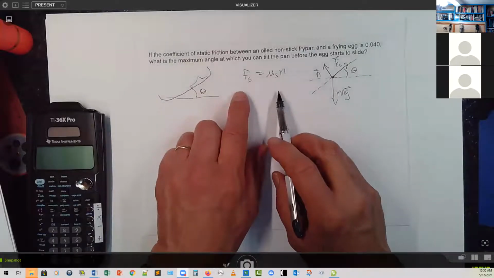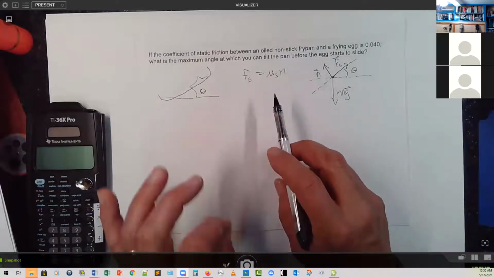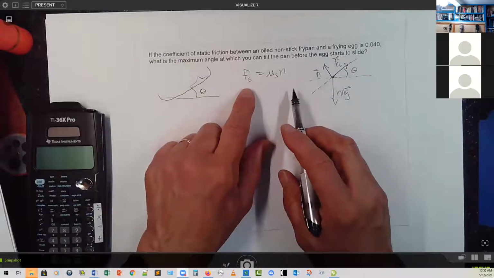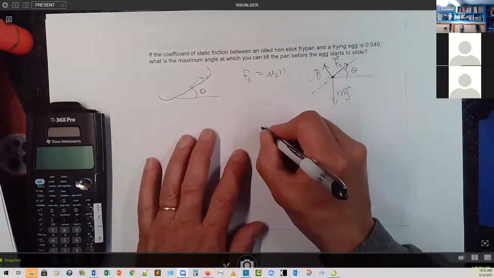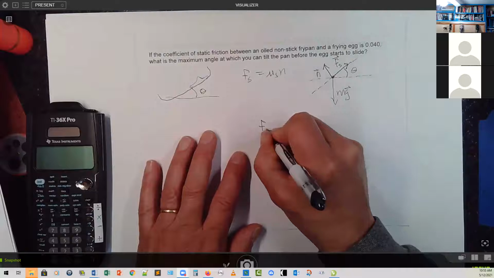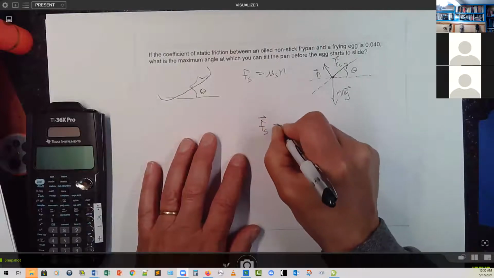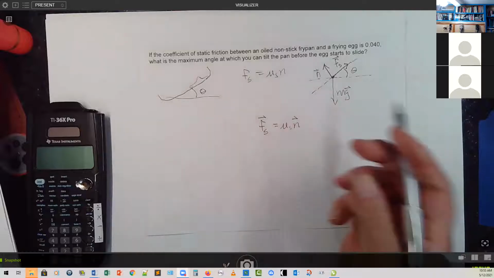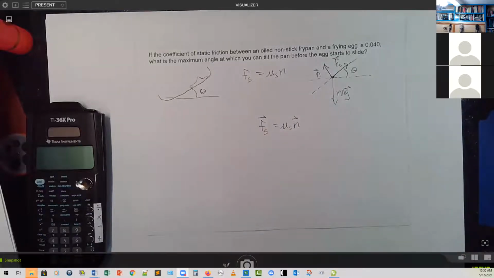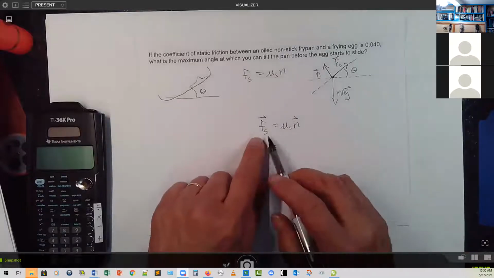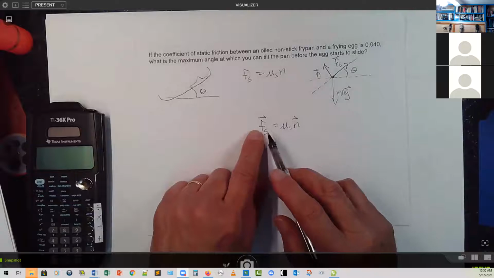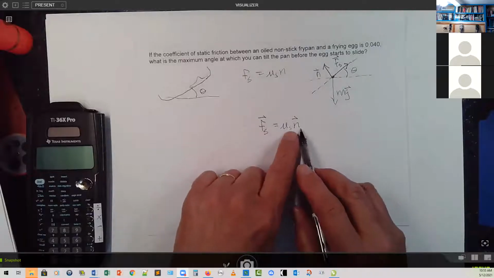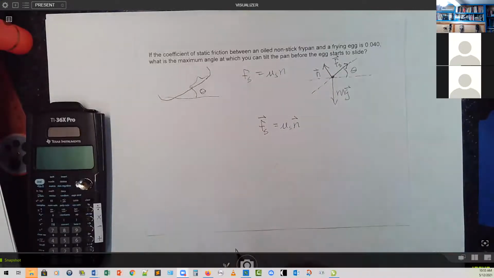A question I've asked on tests, not in this class, but in my engineering physics class, is I'll just have an expression that looks like this: F sub s equals mu sub s times n. And the question will be, what's wrong with that expression? And what's wrong with that expression is this. These are vectors here. You cannot have this vector equaling this vector because they point at right angles to each other.